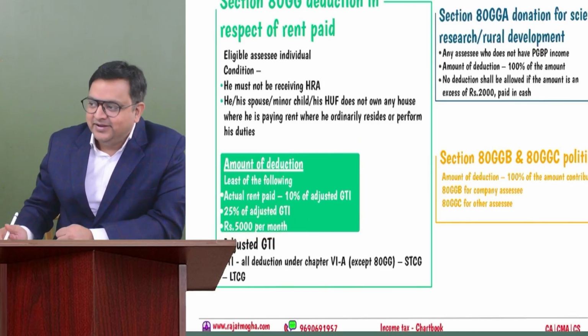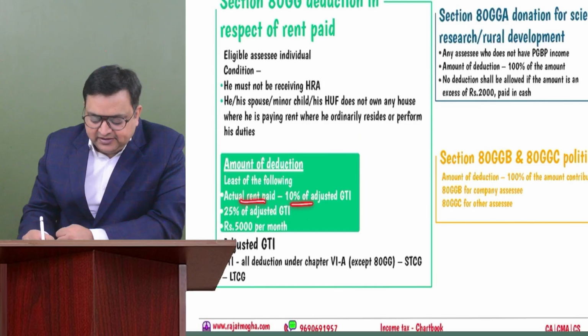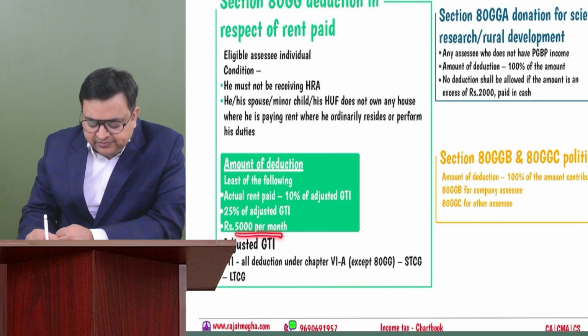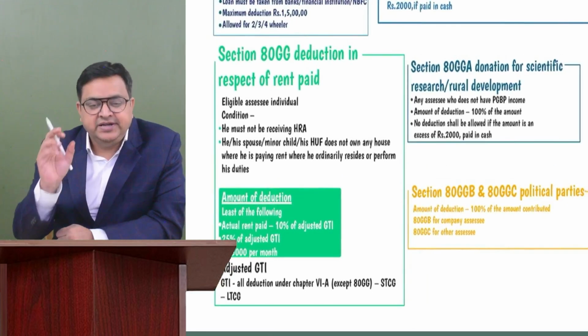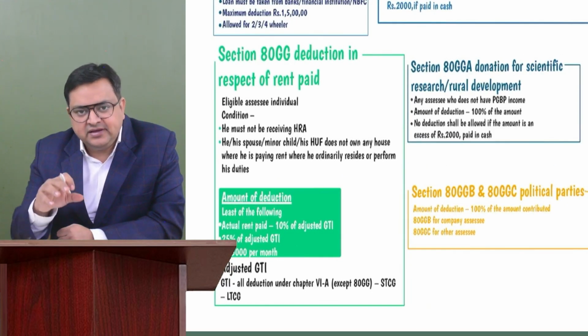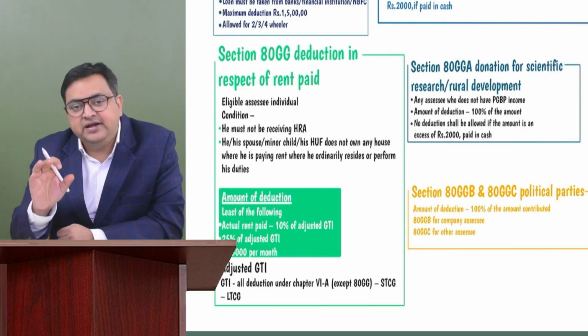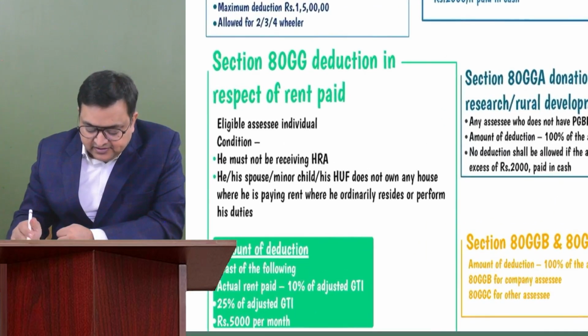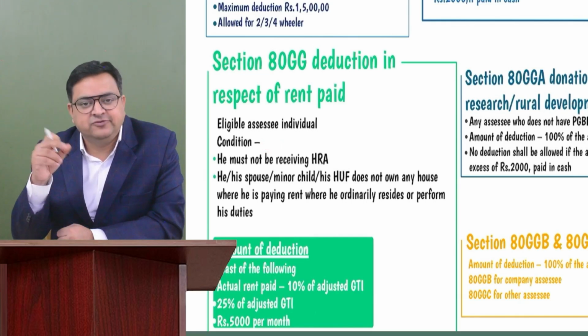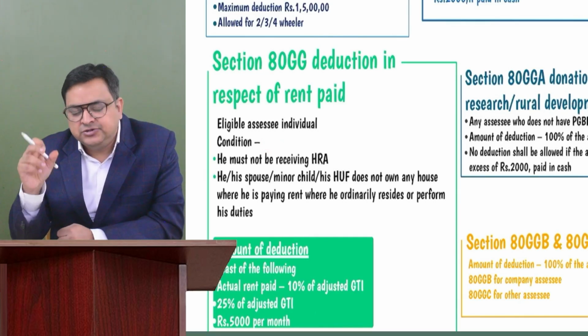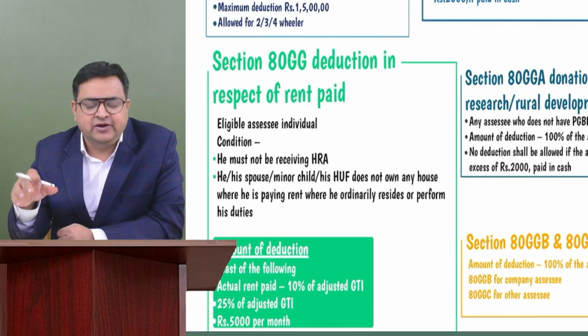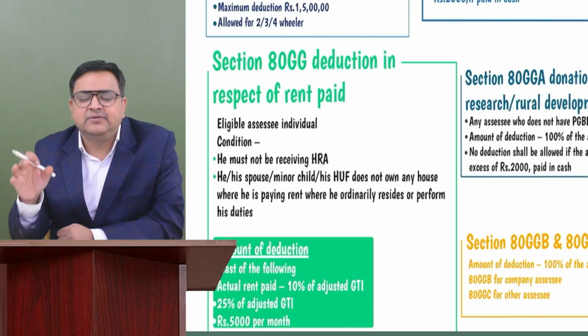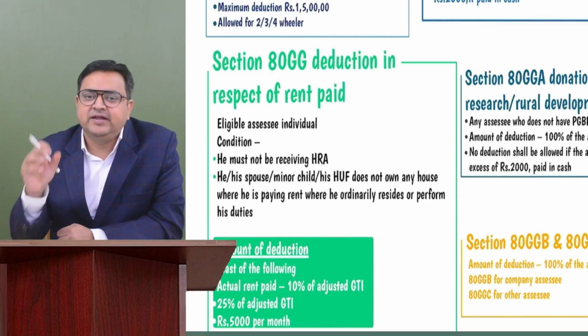Rarely it can come. So actual rent paid minus 10% of adjusted GTI, 25% of adjusted GTI, or 5,000 per month. What is adjusted GTI over here? It is GTI minus all deductions from chapter 6A, 80C to 80U, except 80GG. Right? And please remember that where this person is paying rent, he must not have his own house, or his spouse, or his minor child, or the HUF to which he belongs, must not have a house in that particular city where he is actually paying rent.